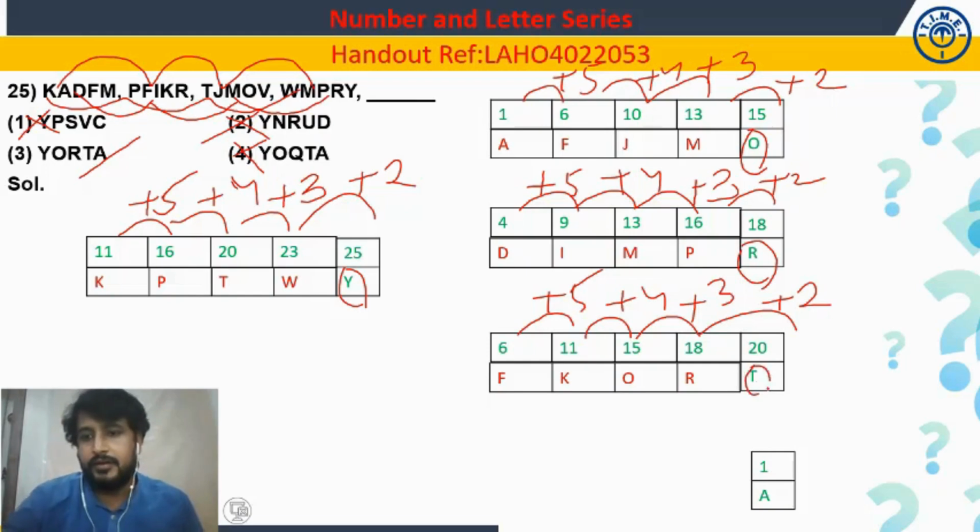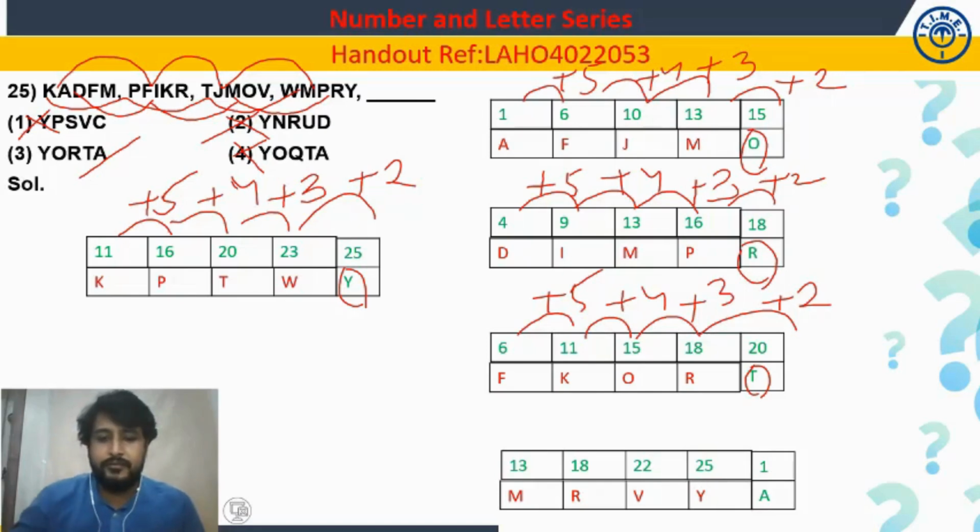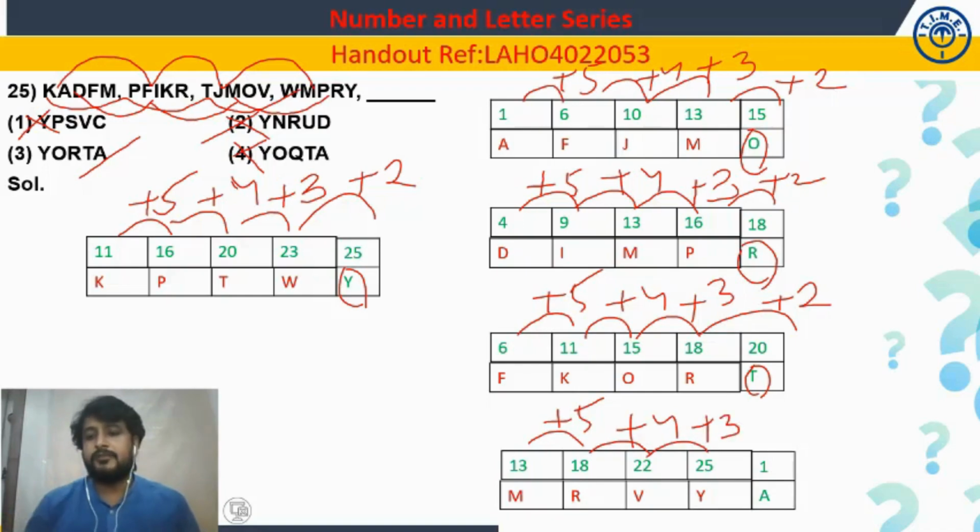Now go ahead with the fifth letters in each group: M, R, V, Y. And place values: M's place value 13, R's place value 18, V's place value 22, Y's place value 25. 13 to 18 plus 5, 18 to 22 plus 4, 22 to 25 plus 3. Plus 5 plus 4 plus 3. What will be next? Plus 2.